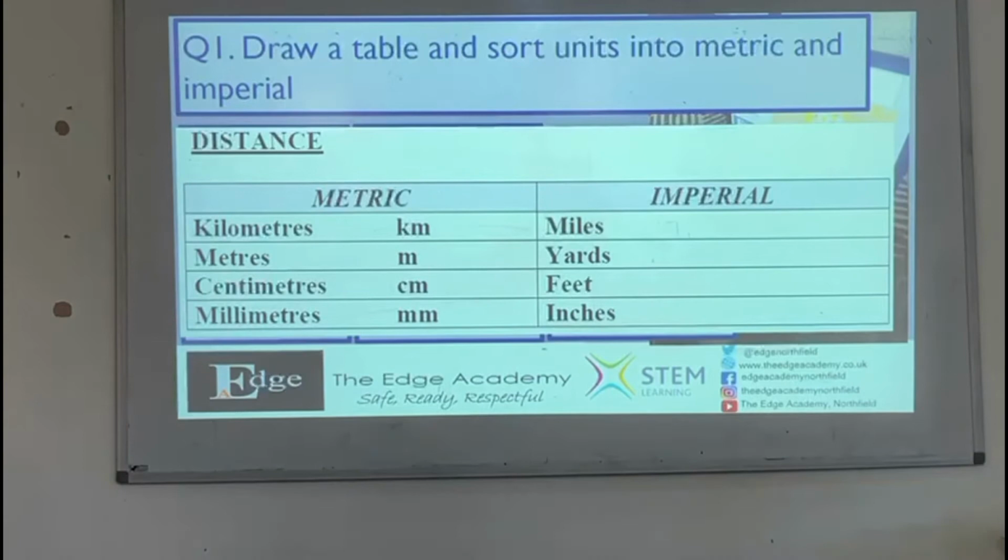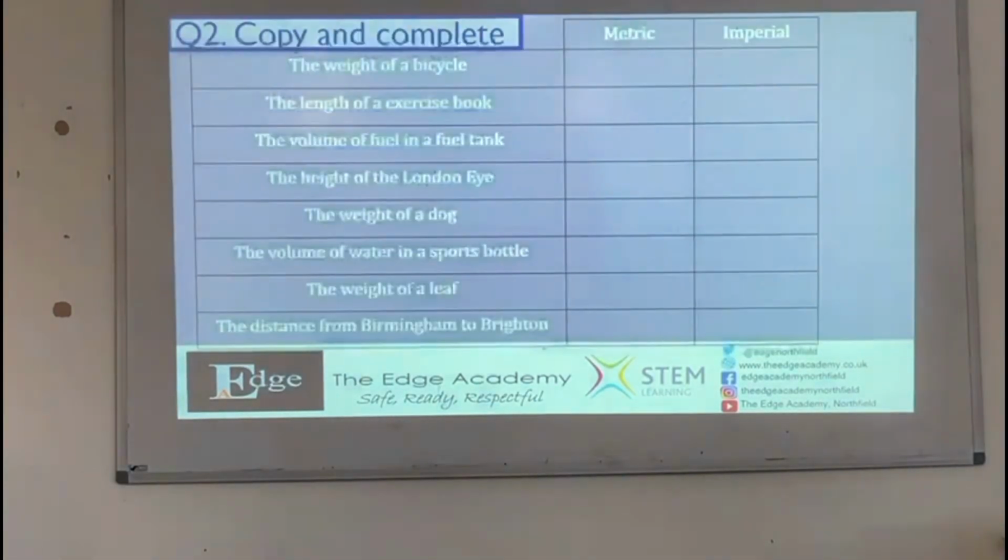So, well done for having a go at that. If you have finished it, you can mark your work using the answers on the board. And some of you might be thinking why there are no symbols for imperial, and that is simply because you do not need to know them. So in the exam, they might use kilometers, or they could use km, and they could also use m for meters, cm for centimeters, and mm for millimeters. So well done for having a go at that.